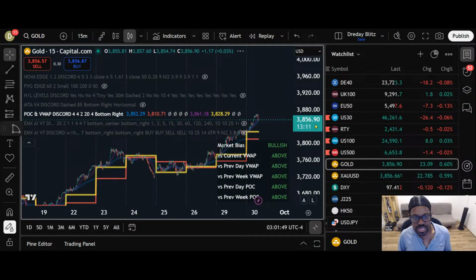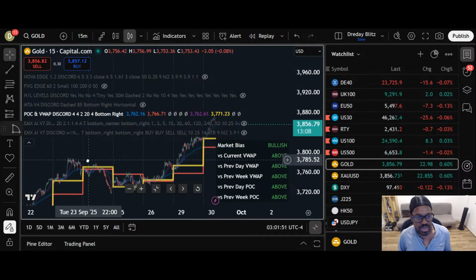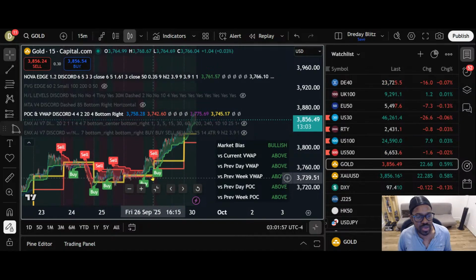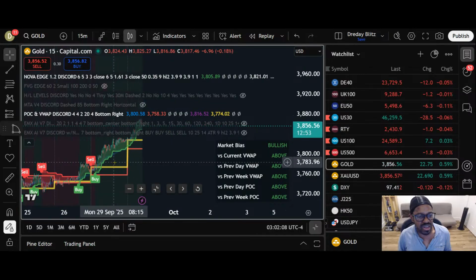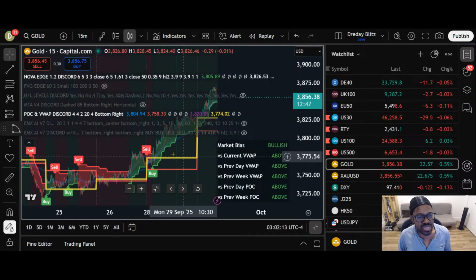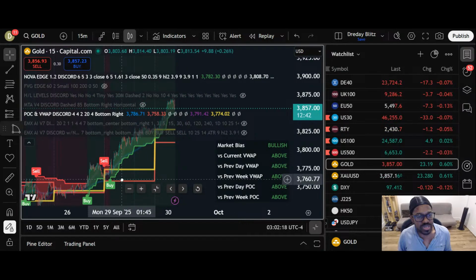And if you add, for example, Nova with that, if I open Nova at the same time, you're going to see that it's aligned with Nova also. So Nova is providing you with a buy. You have to trade above the POC and VWAP to have a confirmation for a buy. And as you can see, price is going up. We had a small sell here, and then we had a buy that was reconfirmed for Nova, and you have to wait to see exactly if it's trading above POC and VWAP.